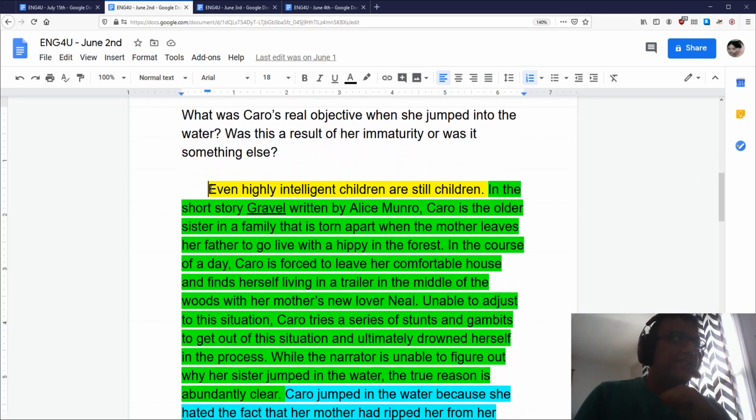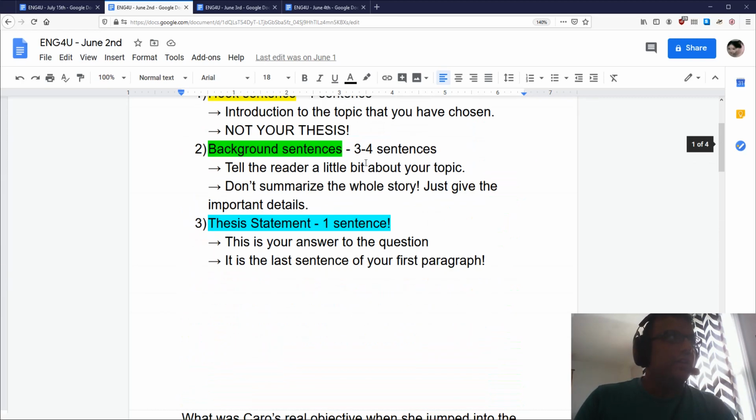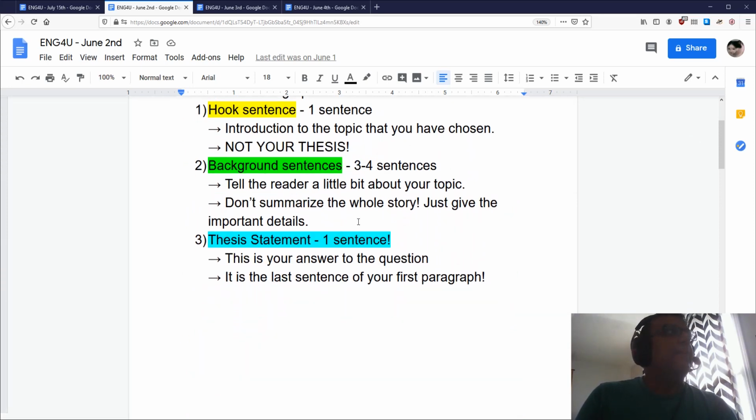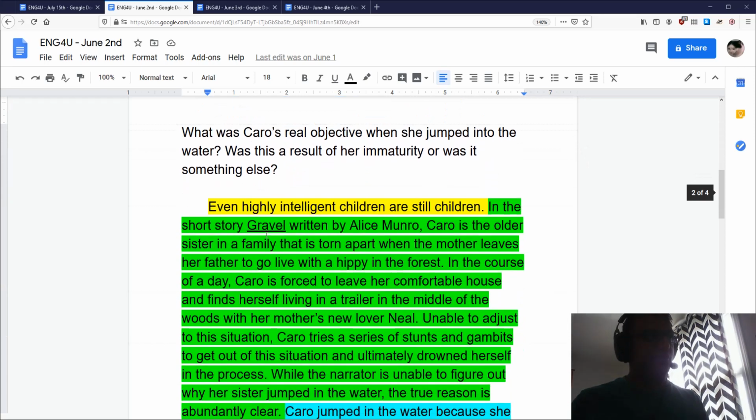So your hook sentence is this one right here. So this is me writing that same Caro essay. So what was Carol's real objective when she jumped into the water? Was this a result of her immaturity, or was it something else? So the hook sentence is meant to be your introduction to the topic, right? Essentially, I should be able, in your first sentence, to tell which question you have chosen, right? But at the same time, you should know that this sentence is not your thesis.